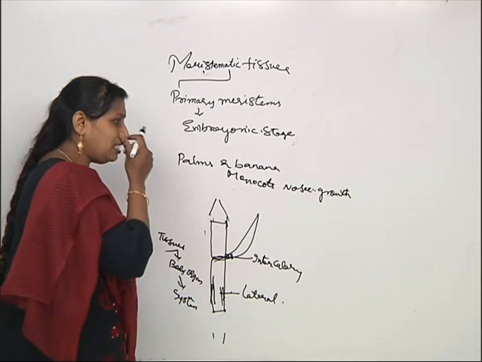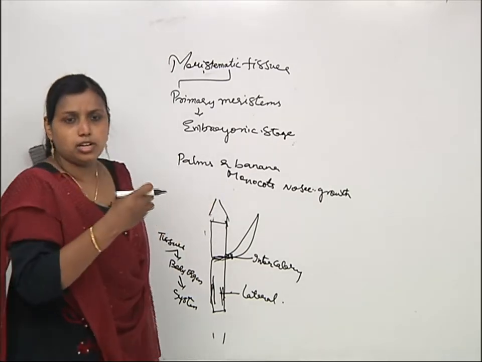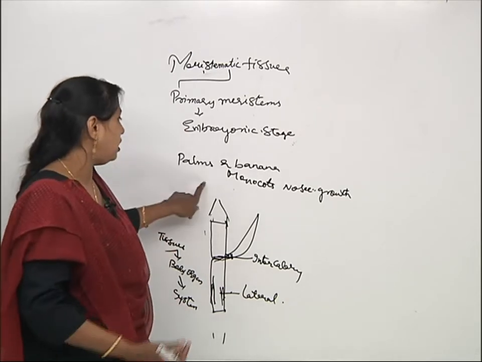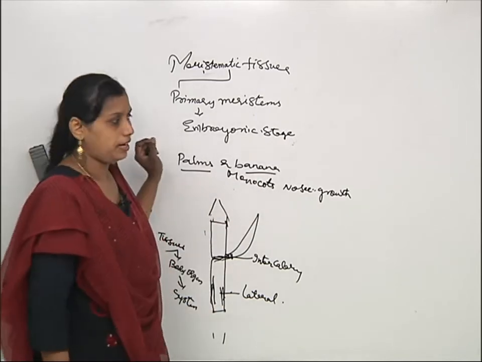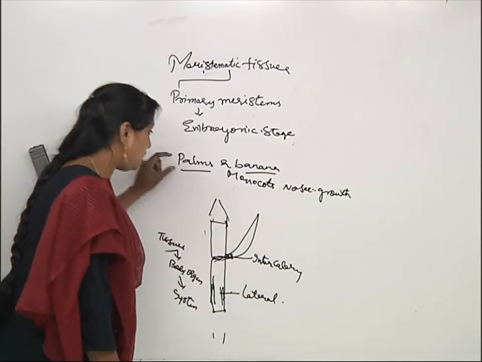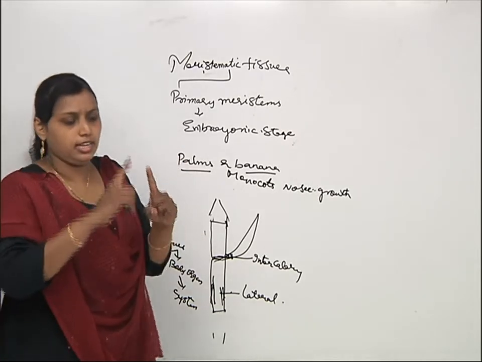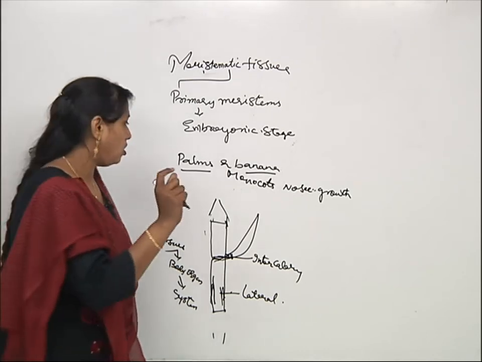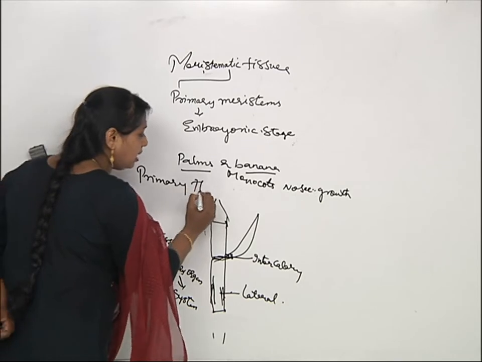Okay. Now, these types of cells which help in the embryonic growth, or in the initial stage of multiplication of the plant body, are seen in examples like palms and banana plant. Next, these types of tissues which help in the initial growth and increase in the height of the plant are also called primary thickening meristems.